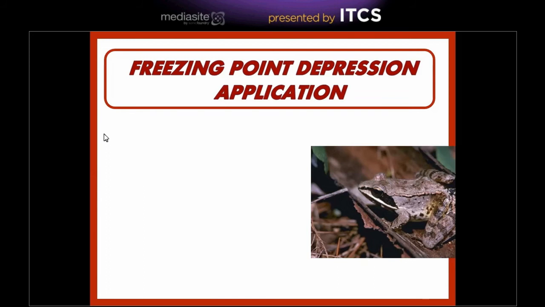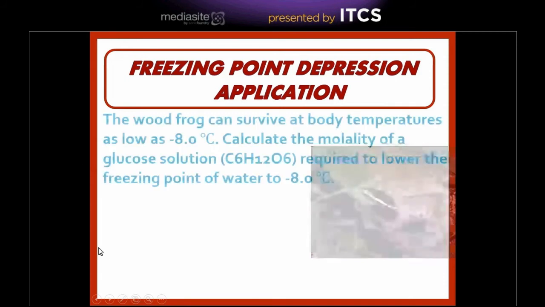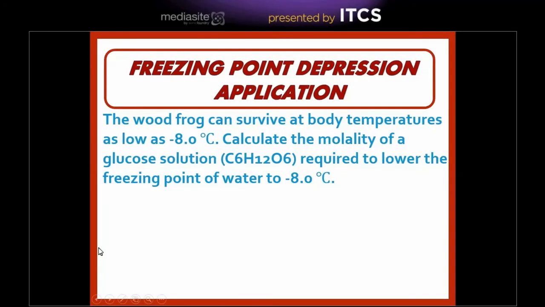However, these wood frogs, when they release the glucose into their system, they're actually lowering the freezing point, which enables them to survive at temperatures as low as negative 8 degrees Celsius. So in this problem, we're going to calculate the molality of the glucose solution that's required to lower the freezing point of water to negative 8.0 degrees Celsius. So ultimately, we're going to see the concentration of glucose that these wood frogs emit into their bloodstream.